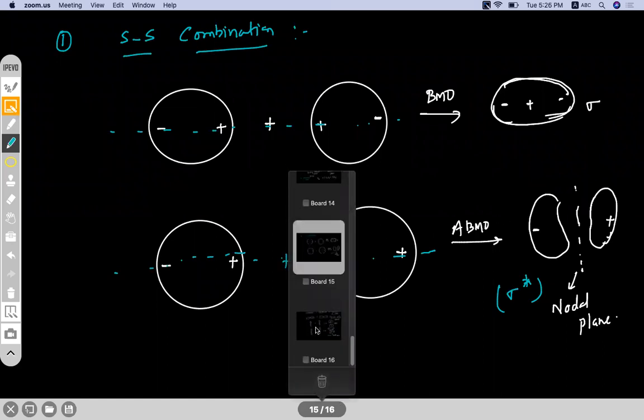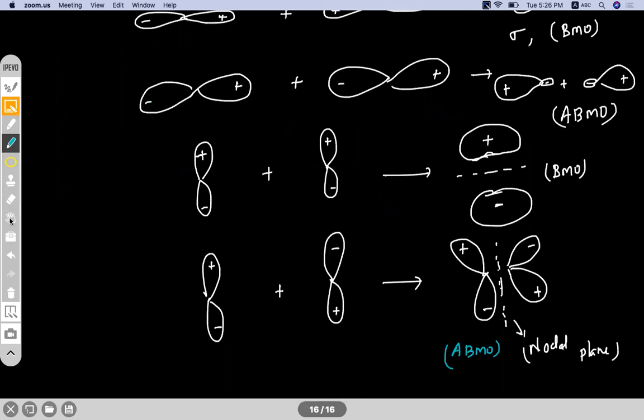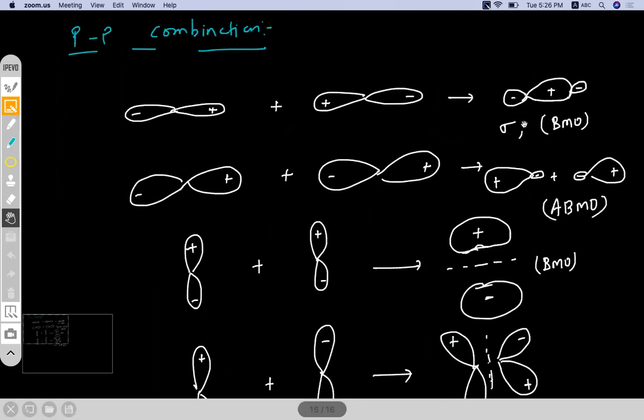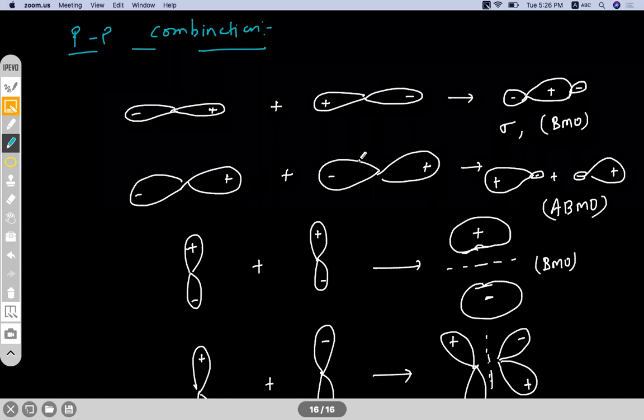Here also the similar thing. This one is sigma BMO. This one is again along the internuclear axis. ABMO is sigma star. This is pi because the internuclear axis is this. So it is pi BMO, but this one is pi star ABMO.